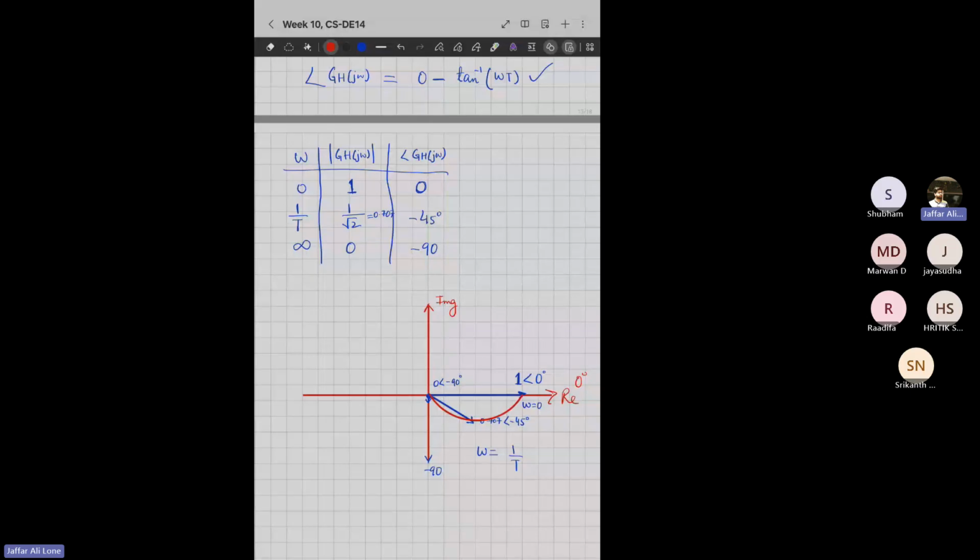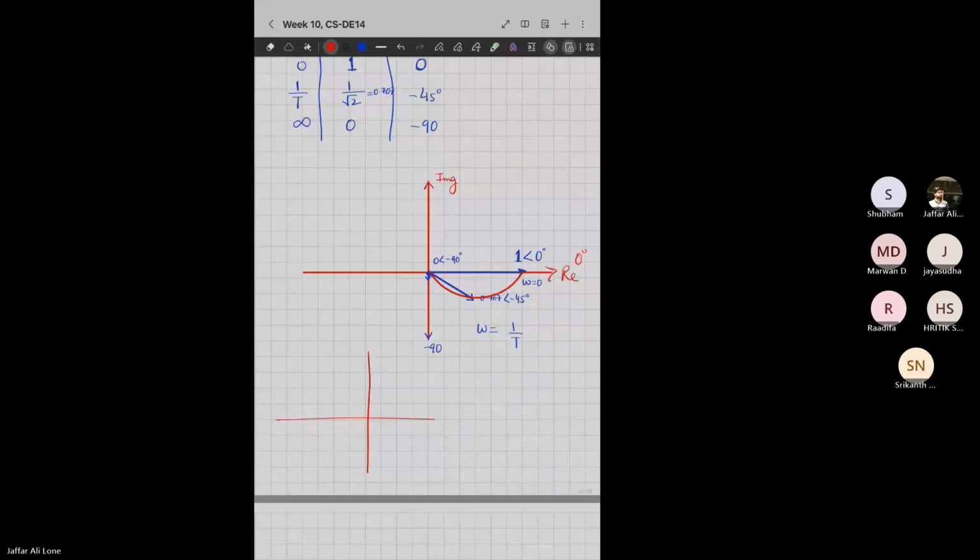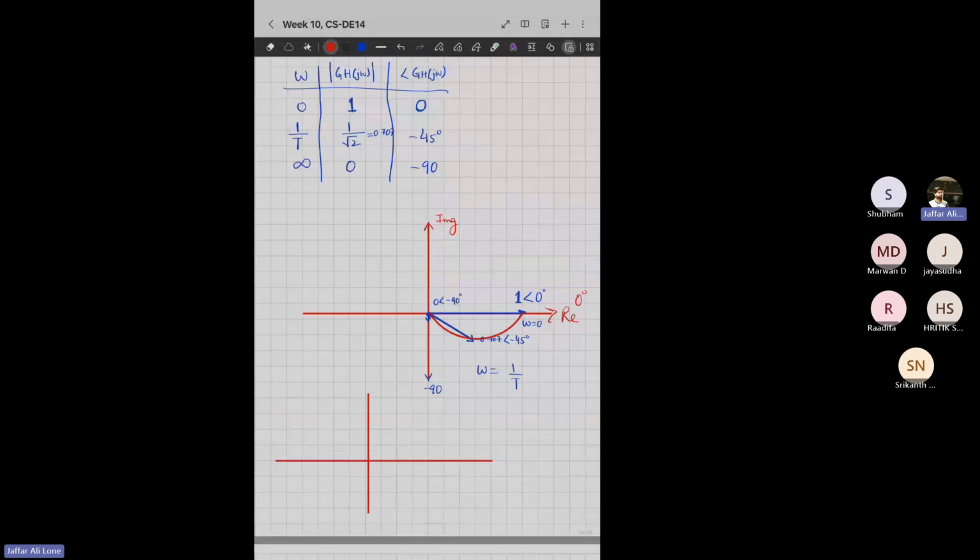Now we cannot do it like this for all questions, or we will not be able to solve many questions on time. So what do we do to draw it quickly? We know when omega is 0, the magnitude is 1 and the angle is 0, so you get this point. When omega is infinity, the magnitude is 0 and the angle is minus 90, so you get this point. So you can directly draw it like this.